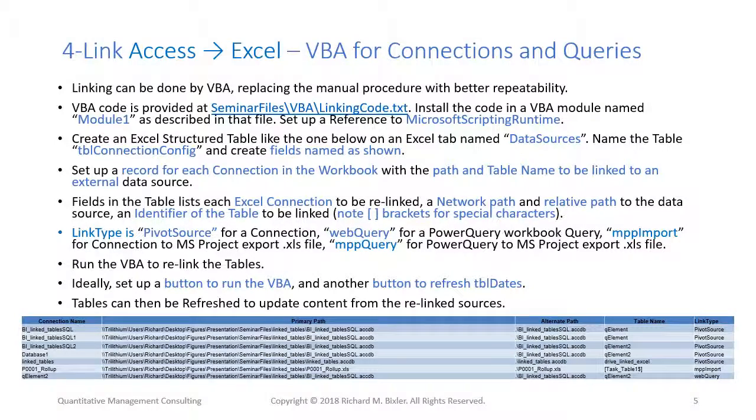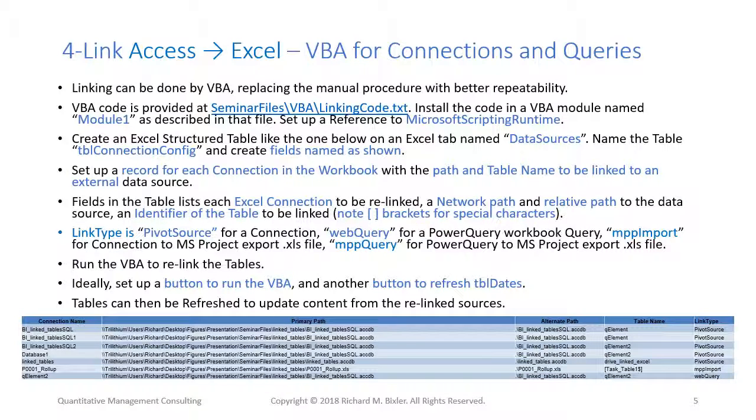We'd rather relink using VBA automation. Automated updates avoid manual errors and are more likely to be solidly repeatable. There will be a number of connections in Excel that need to be relinked, and it's both more convenient and more reliable to relink them all using VBA. Code is provided on the website at www.softtoysoftware.com in file linking code.txt and contains installation instructions also summarized on this slide.